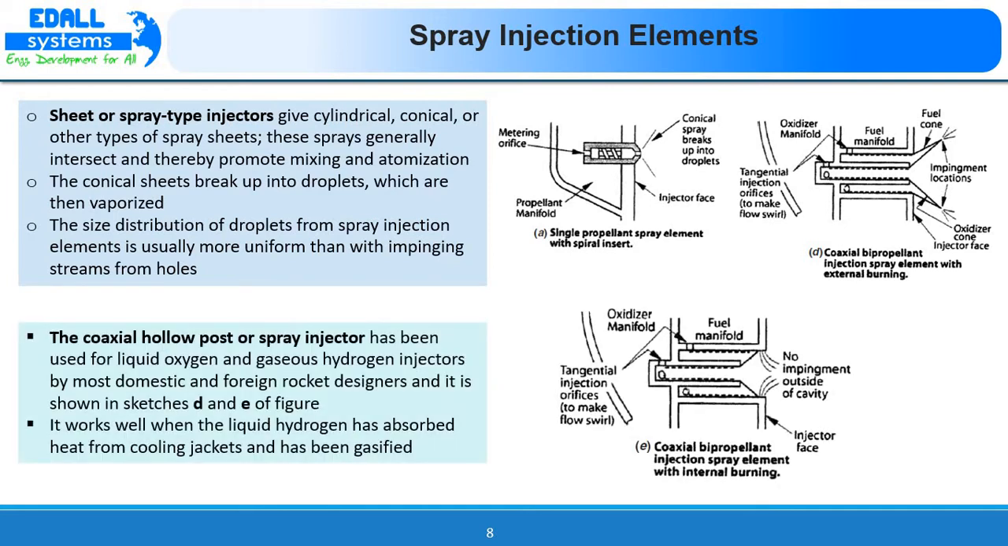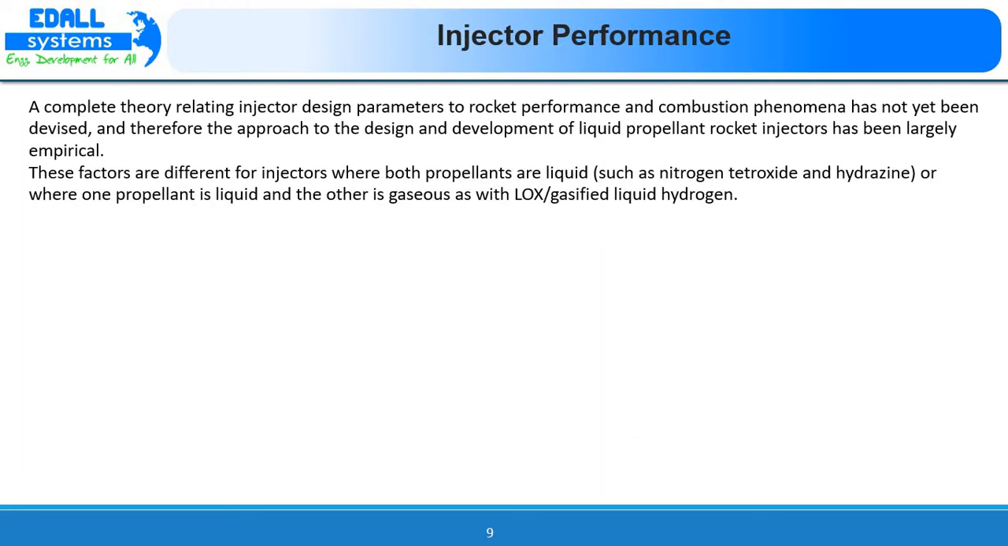Then the next type here is the coaxial hollow post or spray injectors. It has been used for liquid oxygen and gaseous hydrogen injectors by most domestic and foreign rocket designs, and it is shown in sketches D and E of the figure. Here in D and E we can see that tangential injection orifices are given for both categories, where a cone is formed and coaxial flow is allowed in this kind of injection. Next we will see what the injector performance parameters are for these injectors to work properly.